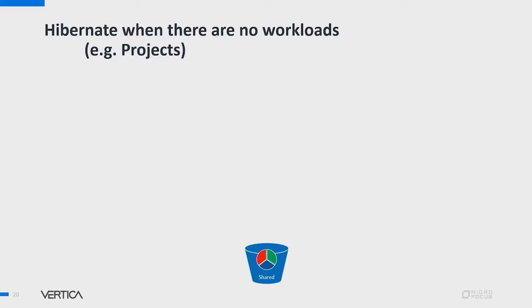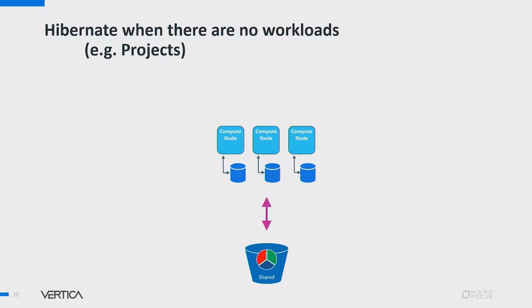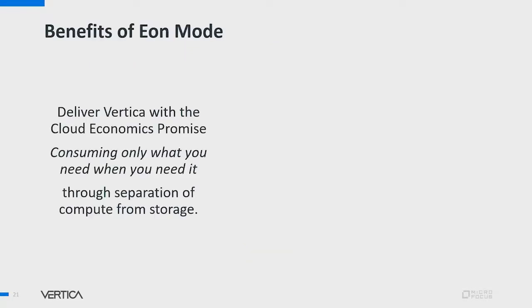Turning to the last feature of Eon mode, when we have no workloads, but we want to preserve the database for later, such as the case with project work, we can hibernate the database entirely. We bring it back when we need it through a simple process called revive. That brings us to where we are now with Eon mode.